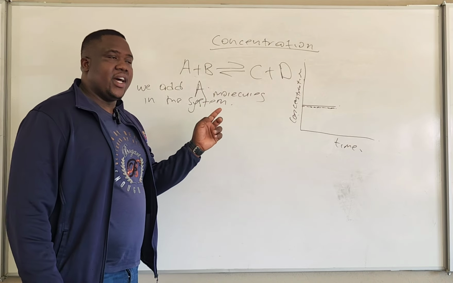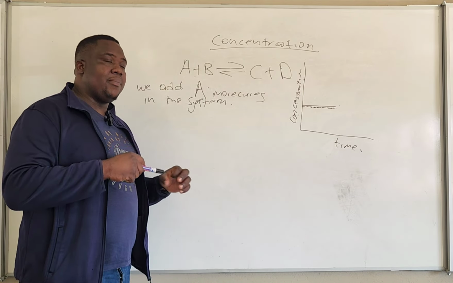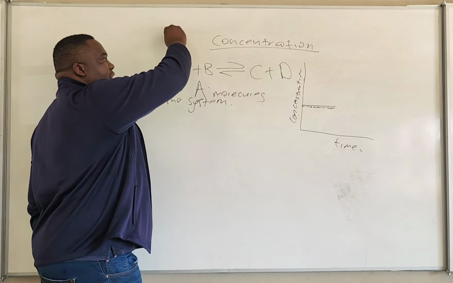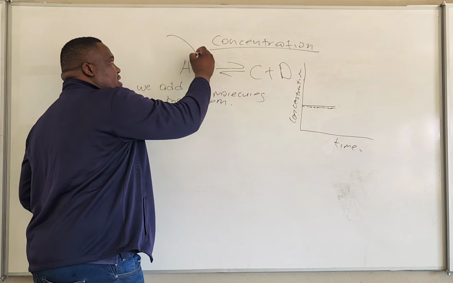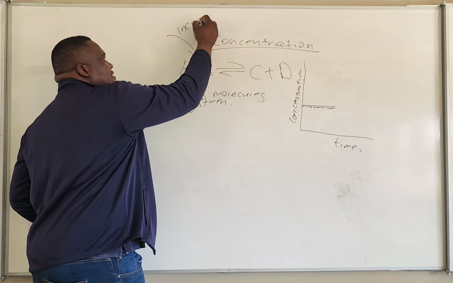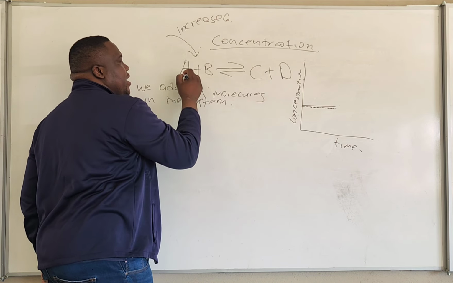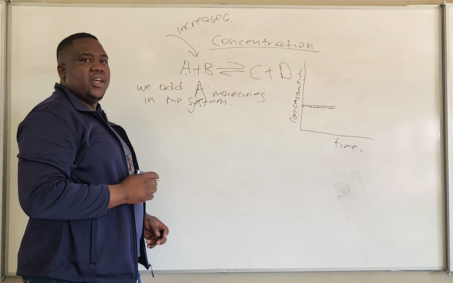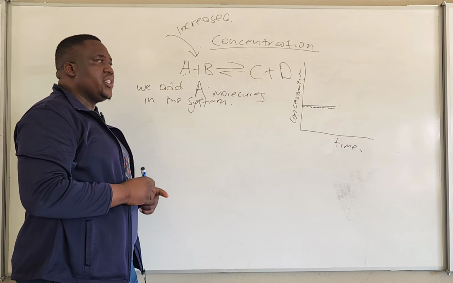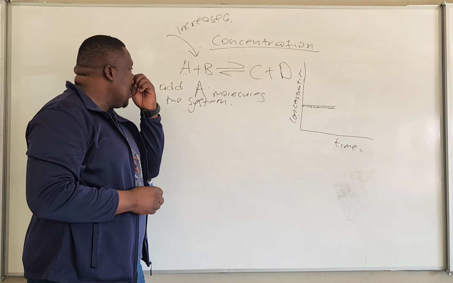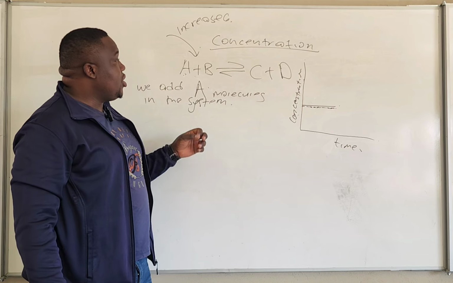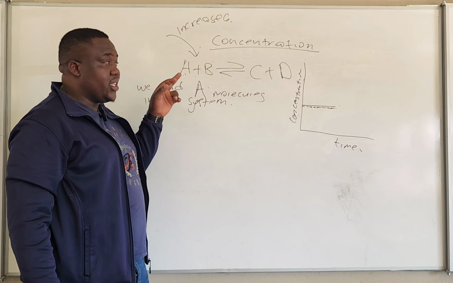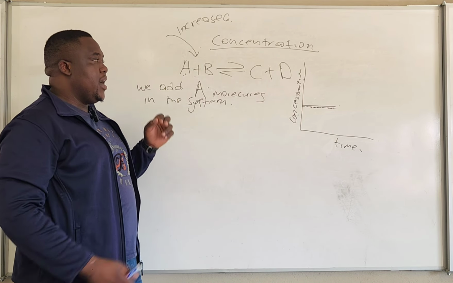And which reaction is going to be favored? The reaction that will oppose the disturbance. Remember, I've increased the reactants by adding more molecules of A. It means if I want to return to equilibrium, I must get rid of what I've just added.